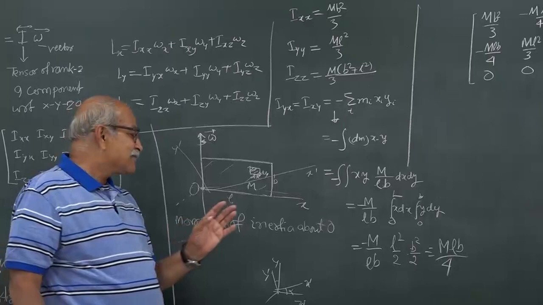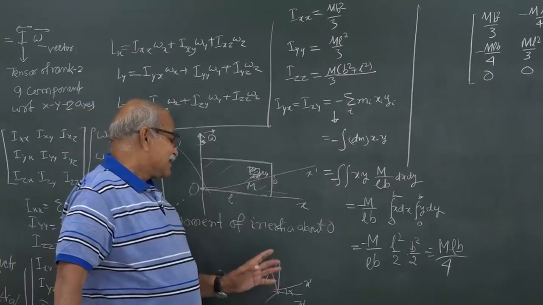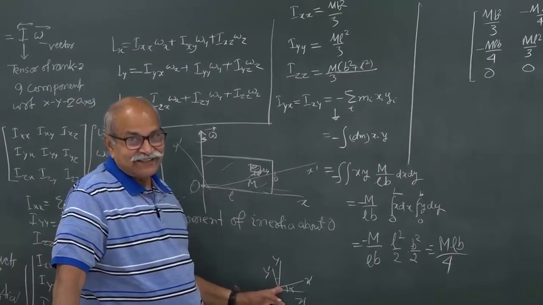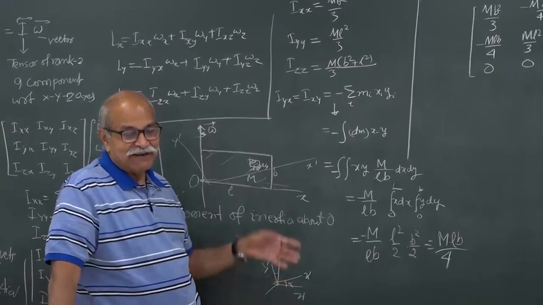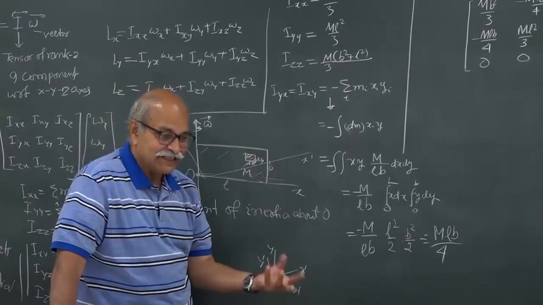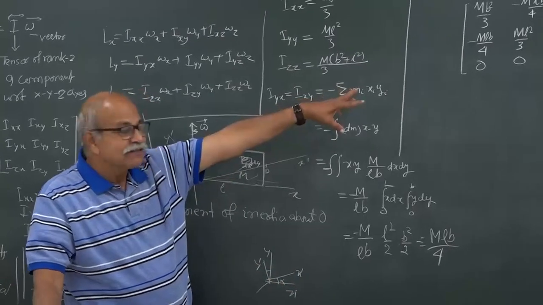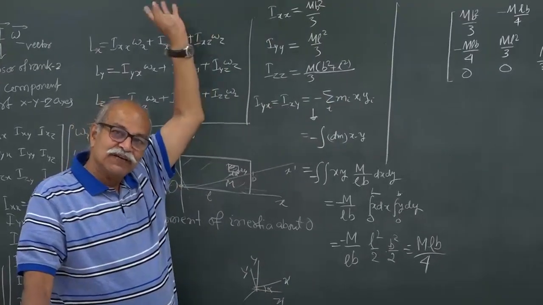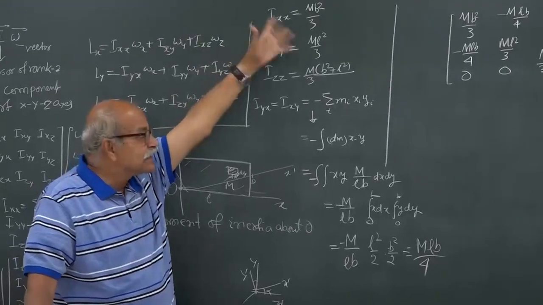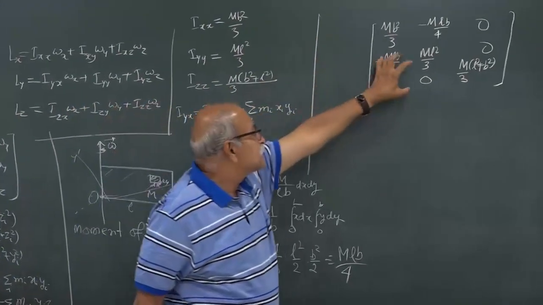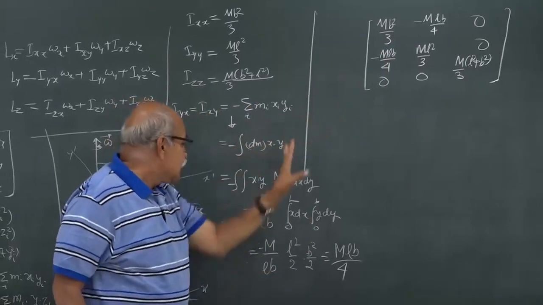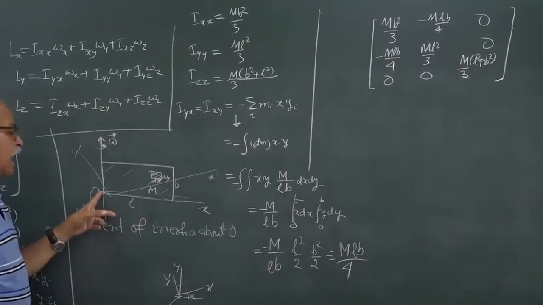As a matter of fact, a scalar is also a tensor of rank 0. So you have tensor of rank 0, which is a scalar, tensor of rank 1, which is a vector, tensor of rank 2, which is like this, then tensors of rank 3, 4, 5, no special names are given. So that is it. This is our moment of inertia tensor components.